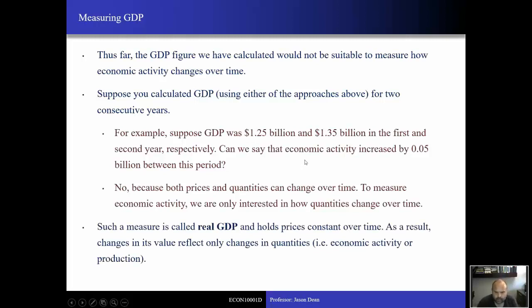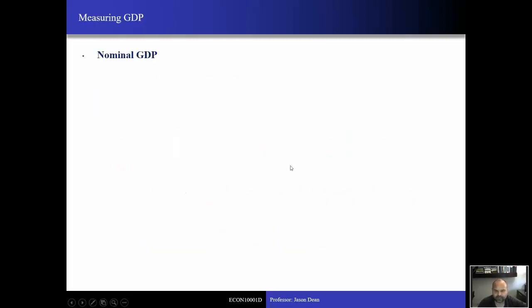So when we make adjustments for prices, or hold prices constant, that measure is called real GDP. Real GDP holds prices constant in some specific year, and so the differences in real GDP will reflect only changes in quantities. And that's what we want. We want it to reflect changes in economic activity or production.